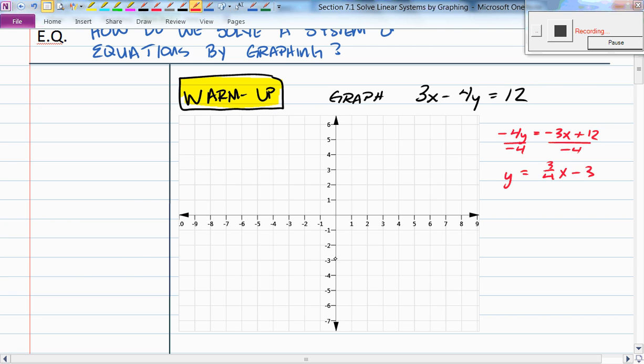So I'd go down 3, 1, 2, 3, put a dot, and then the slope is up 3 over 4, so 1, 2, 3, 1, 2, 3, 4. And then I would draw my line here. So that's just remembering how to graph an equation that is in standard form.